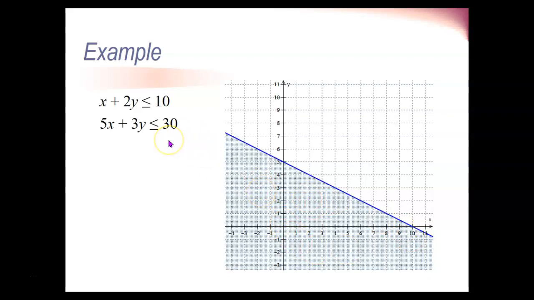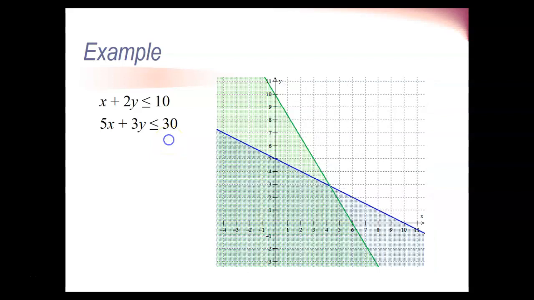Then for the second inequality, 5x plus 3y is less than or equal to 30, the boundary line where 5x plus 3y equals 30 is this solid green line, and then shade the side of that line that includes the point (0, 0). And now we look for where these overlap. So the final solution here is this region down here, below the blue line and below the green line, the part that's down here where these overlap.